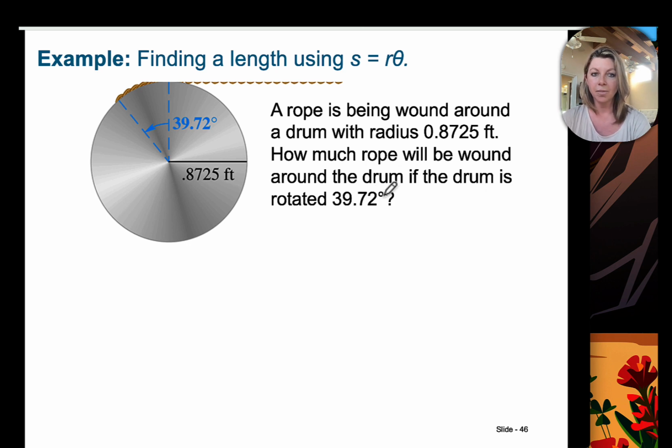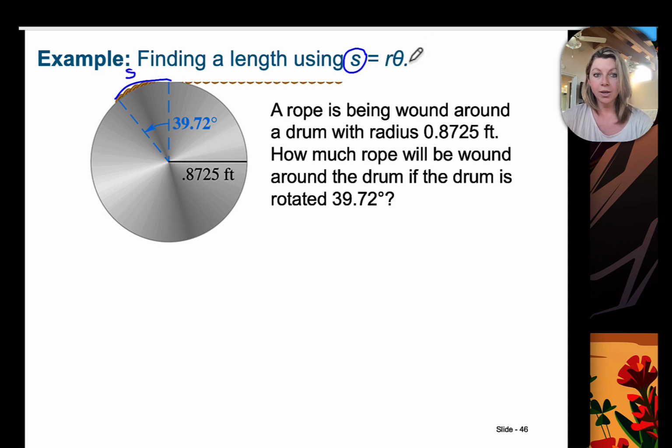39.72 degrees? So let's look at the figure again. Here's the rope. So the question is, how much of this rope? Well, this rope is taking on the shape of the arc as the drum rotates. So we want to try to interpret or translate that question into one of these variables. How much rope is being wound around the drum would translate into lowercase s. That's what they're asking us to find right here.